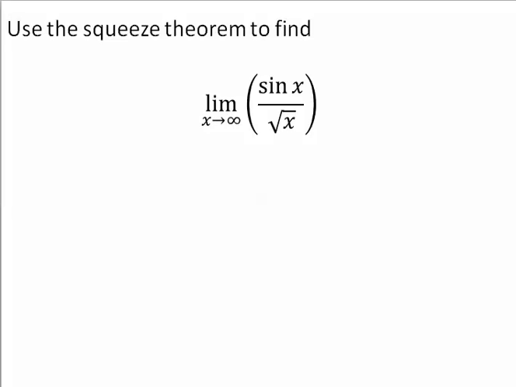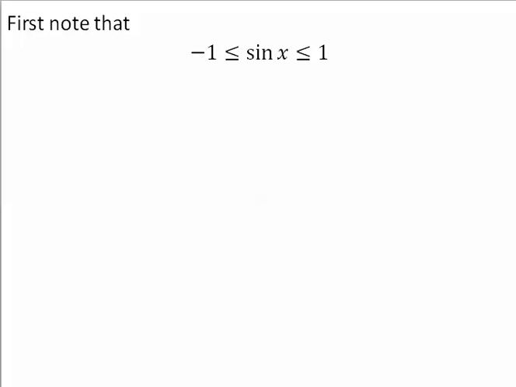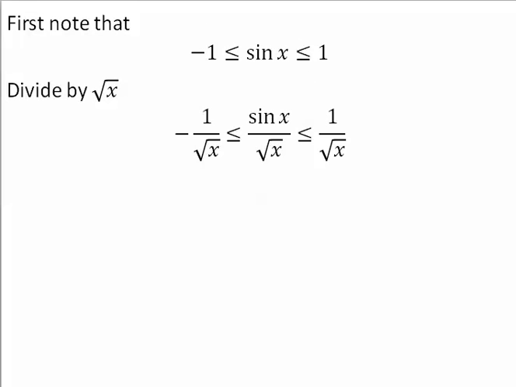Recall that the first thing we need to do is to figure out what two functions we can squeeze sine x over radical x between. We need to squeeze it between two functions. Well, look at the numerator, sine x. Sine x is always between -1 and 1. And so sine x over radical x will always be between -1 over radical x and +1 over radical x. So we've now squeezed our function between two other functions.